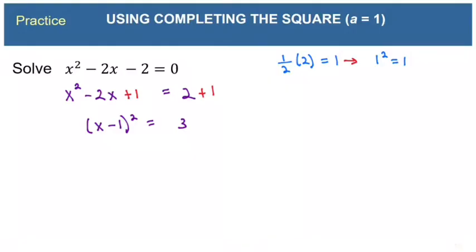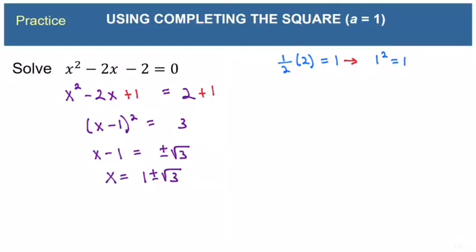And now we can use the square root property. The square root property says unsquare the left side and say plus or minus the square root of the right side. So now we have x minus 1 equals plus or minus square root of 3. Now you're going to add 1 to both sides, and we have x equals 1 plus or minus the square root of 3.